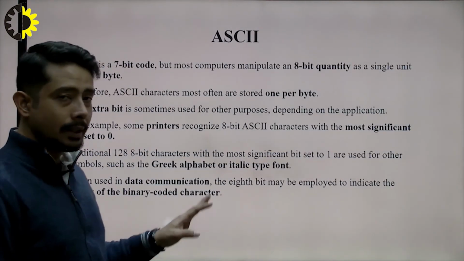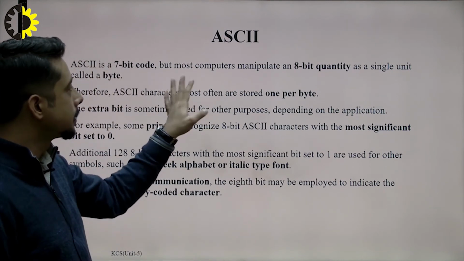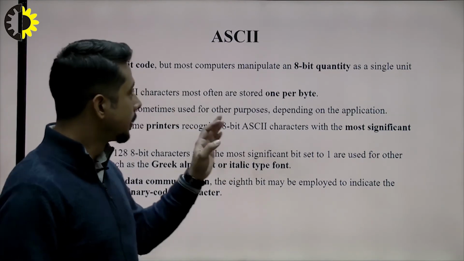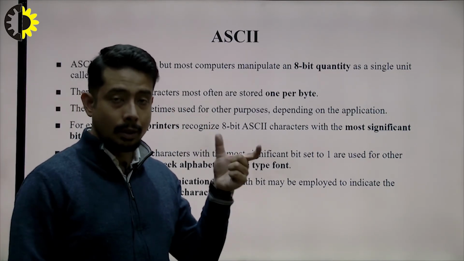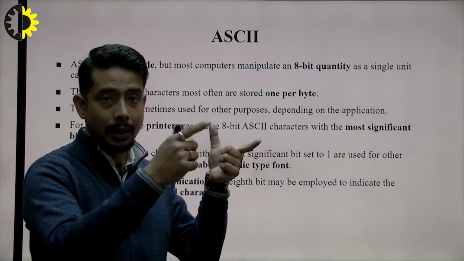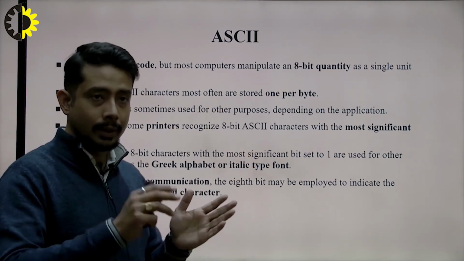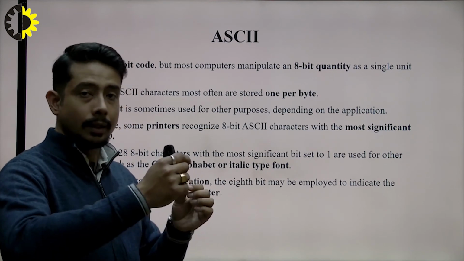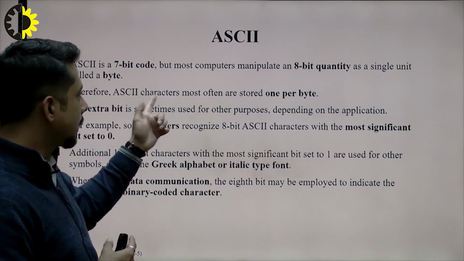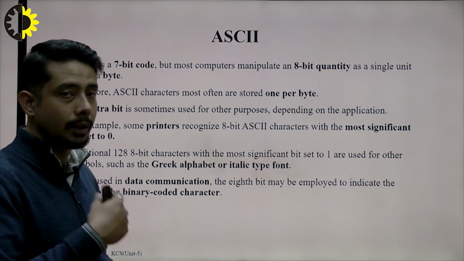This is the ASCII part, so last I am ending with the ASCII part. As I have already told you, ASCII has a 7-bit code, but most computers manipulate 8-bit quantities also. Okay, I forgot to mention this. Though it is a 7-bit code, it comprises an 8-bit quantity. That means one byte is equal to how many bits? 8 bits. So it is taken as a single unit called a byte. Though it is a 7-bit code, it takes 8-bit capacity, you can say. Therefore ASCII characters most often are stored as one per byte. This is also an important point that you should remember.